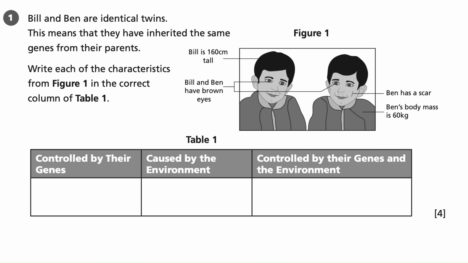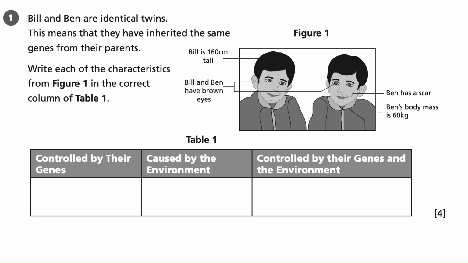Question 1. Bill and Ben are identical twins. This means that they have inherited the same genes from their parents. We can see figure 1 there showing Bill and Ben, and we've got some features shown of Bill and Ben. So we've got some height, eye colour, the fact there's a scar, and body mass as well.